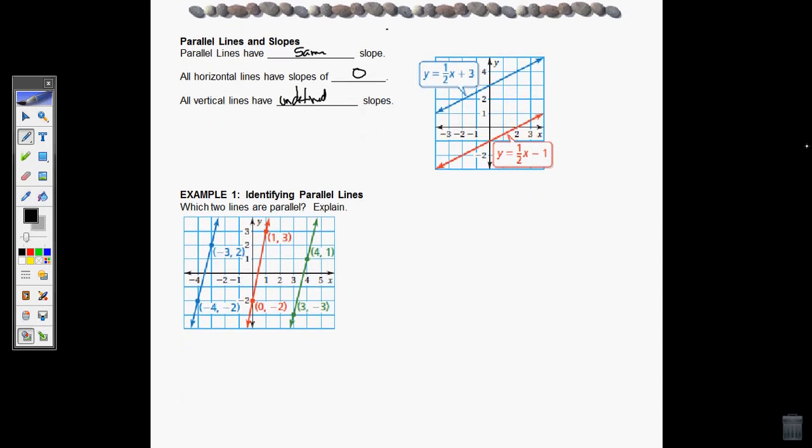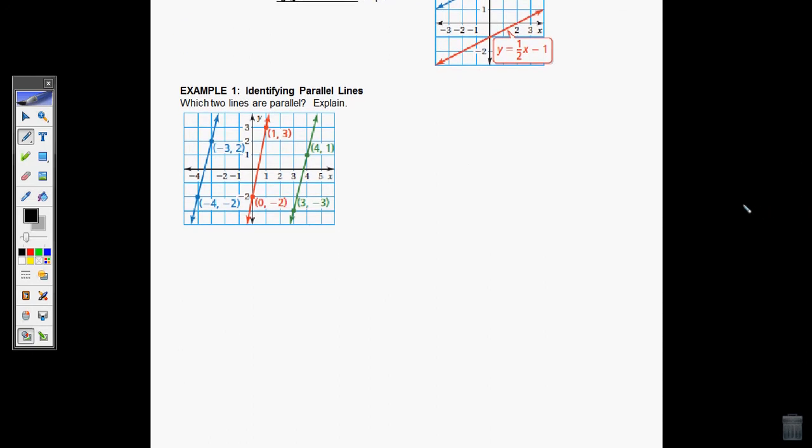Alrighty, let's take a look. What are we doing here? Identifying parallel lines. Which two lines are parallel? Alright, seems fair enough. The only thing we really know about parallel lines so far is that they have the same slope, so I guess a good thing to do would be to figure out the slopes of all these lines. Okay, so the blue gives me 2 points on the line. That's all I really need.